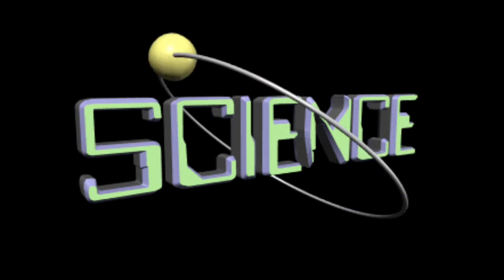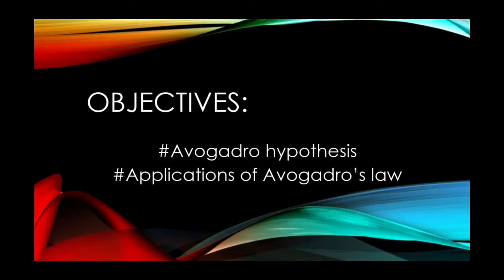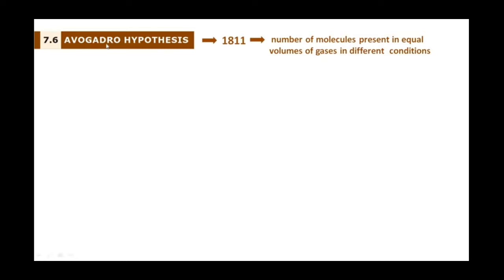In this video, we are going to learn about Avogadro hypothesis and applications of Avogadro's law. Avogadro's law was proposed in the year 1811, and the law states that the number of molecules present in equal volume of gases in different condition. That is, this law relates the number of molecules and the volume of gas.